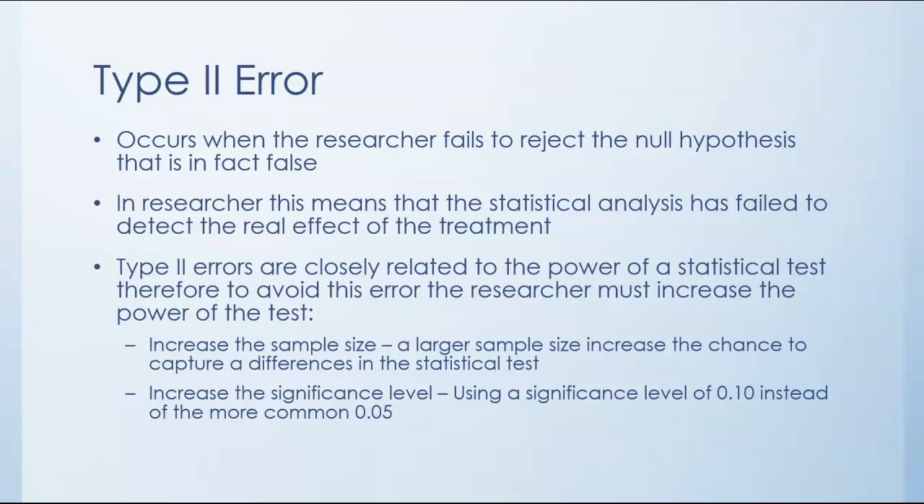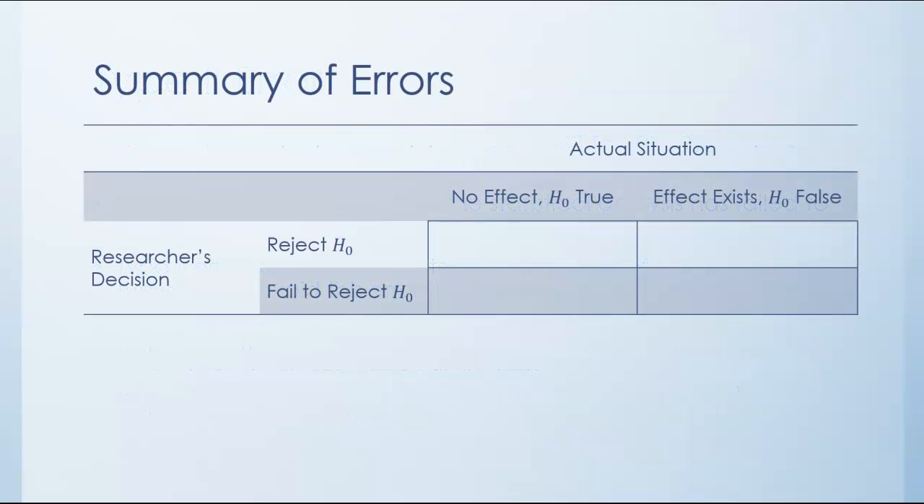I'm going to tell you that the most common thing would be to increase your sample size. Larger sample sizes tend to be more accurate anyway, so we tend to like having sample sizes of at least 30 or more. So just kind of a summary of how our type 1 and type 2 errors occur. So again, if the researcher rejects the null hypothesis when in actuality there was no effect present, that would be a type 1 error.